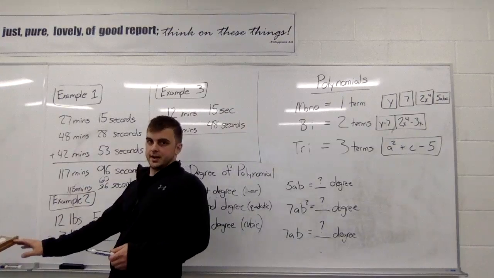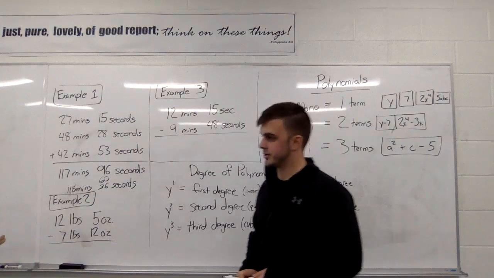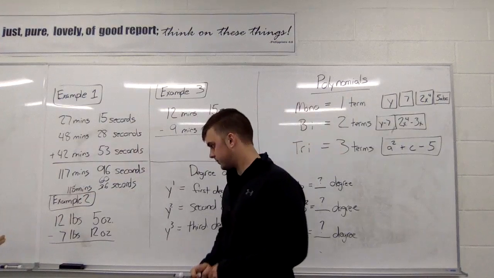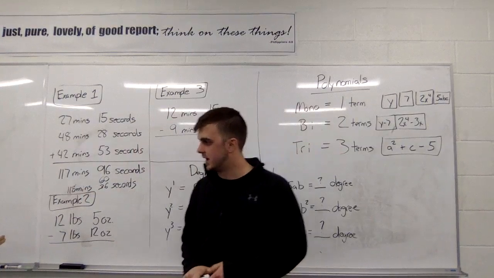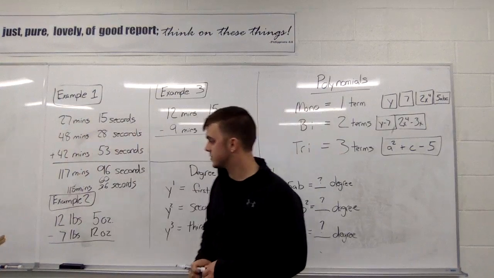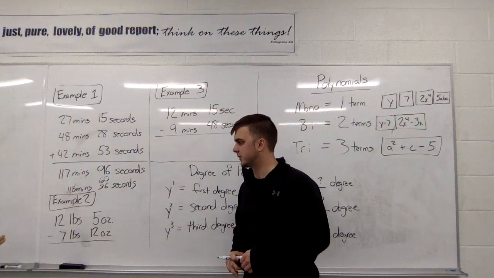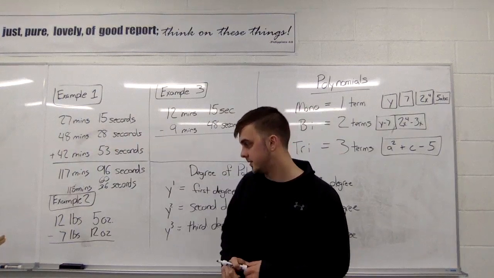Second example there is Junior, I think is what his name is. When he was born, he weighed 7 pounds and 12 ounces. Now he weighs 12 pounds and 5 ounces. How much did he grow? How much weight did Junior put on?